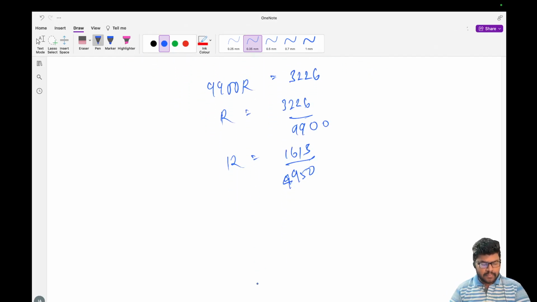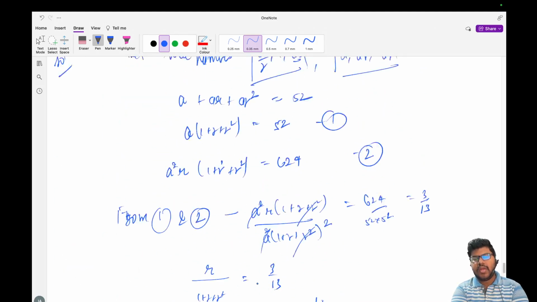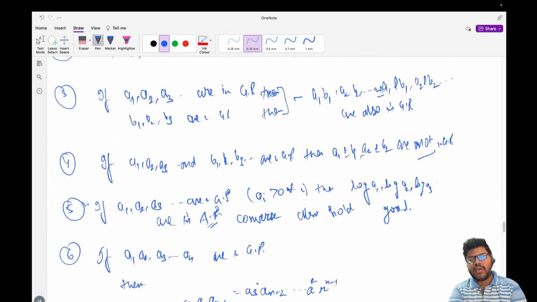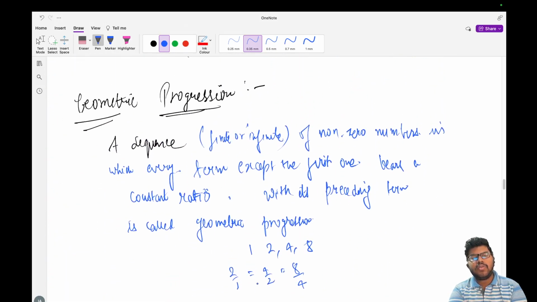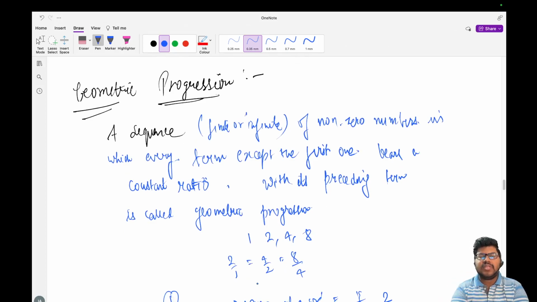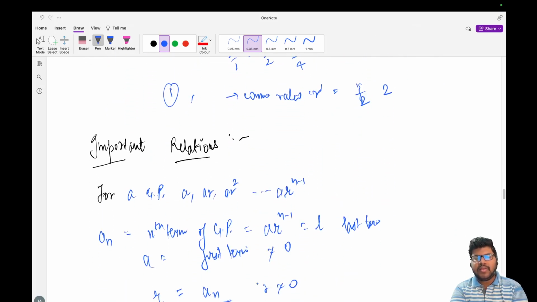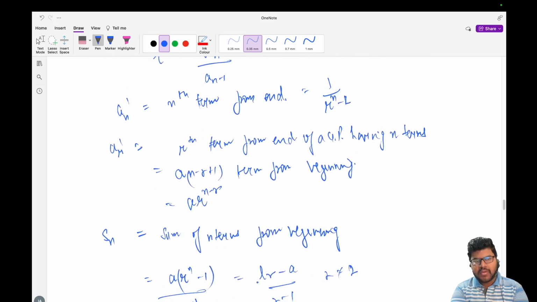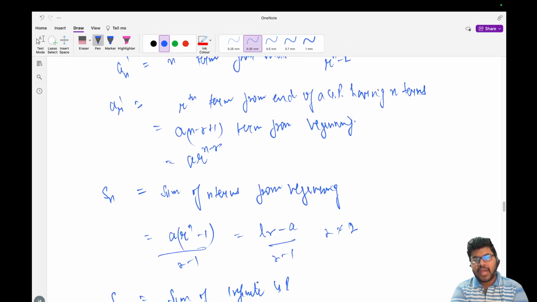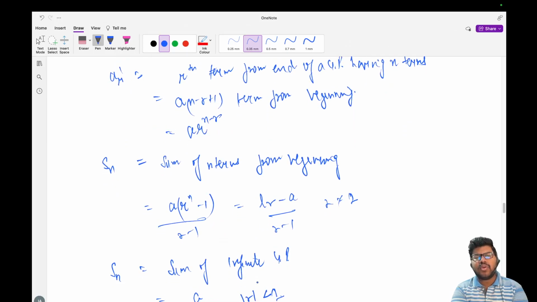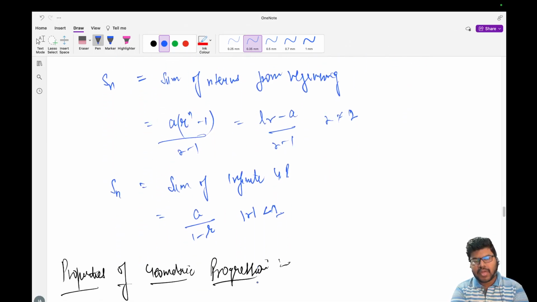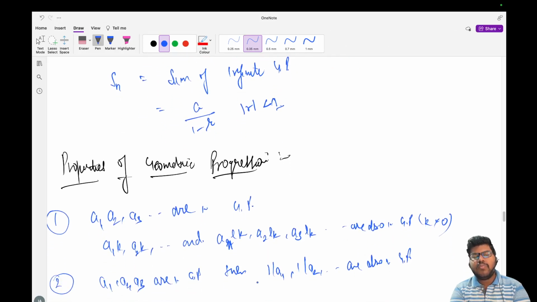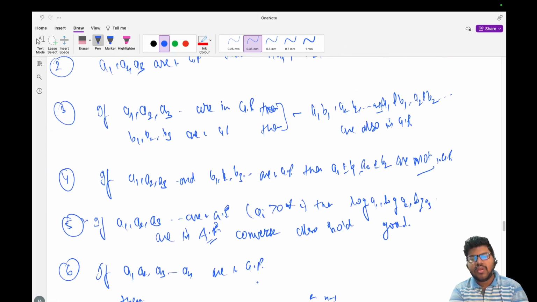So ये था अपना topic of GP. Right? So let us recall in short what we have learned today. So we have seen about the geometric progression, which is nothing but a sequence having a constant ratio, which is constant is a common ratio, right? And then important relations like nth term, nth term from end, nth term from end of a GP having n terms, right? Sum of nth term from beginning, sum of infinite GP. Properties, we have seen 9 properties in total, right?